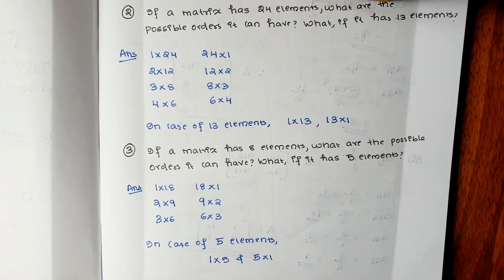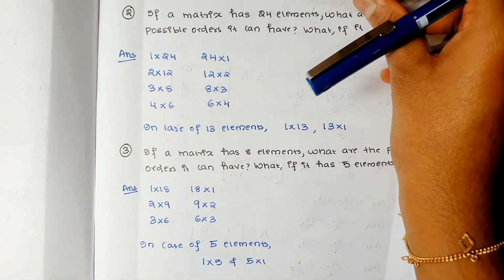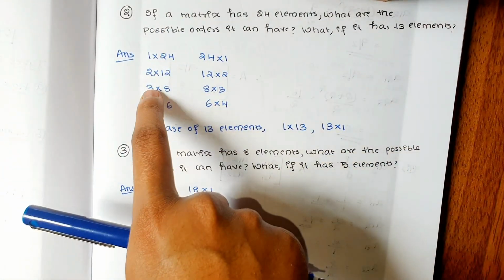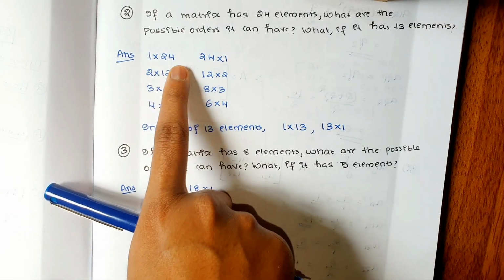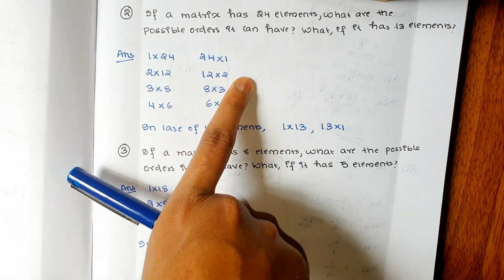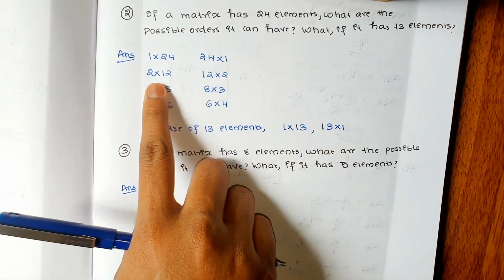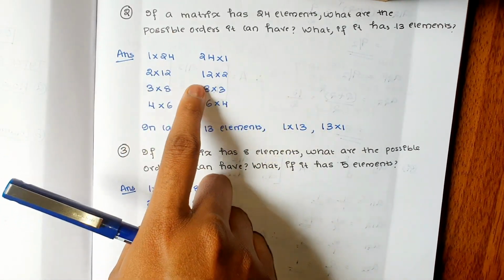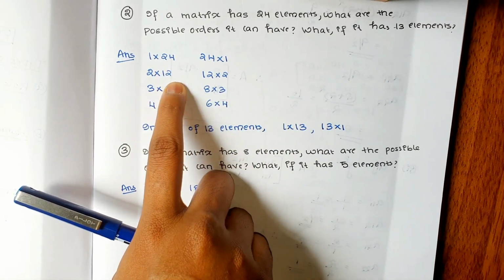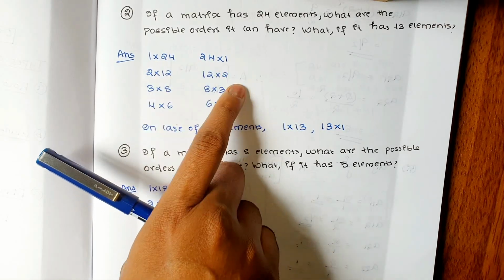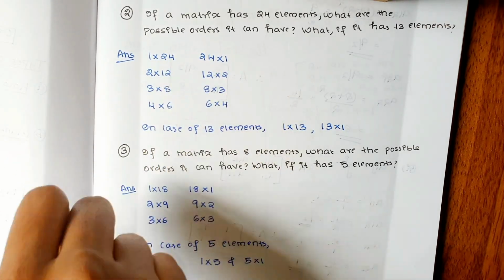So students, in the question it has been given that it has 24 elements. Total number of elements is equal to 24. So what are the possible orders it can have? 1 by 24 or 24 by 1. Then 2 into 12 is 24, and we have to write the opposite of 2 into 12, that is 12 into 2 here. Okay, so we get 2 orders, 2 into 12 and 12 into 2.